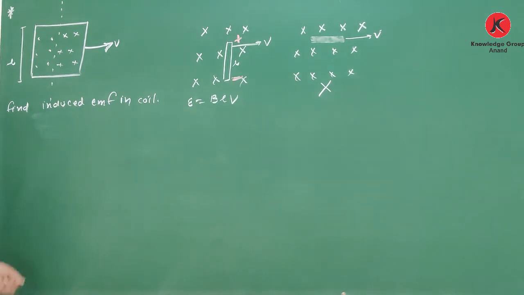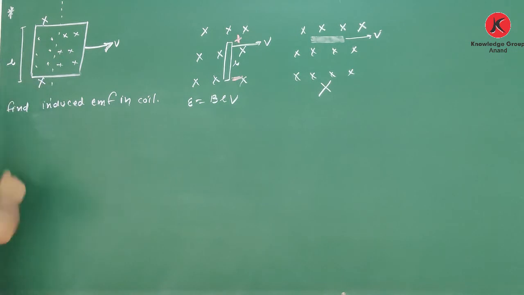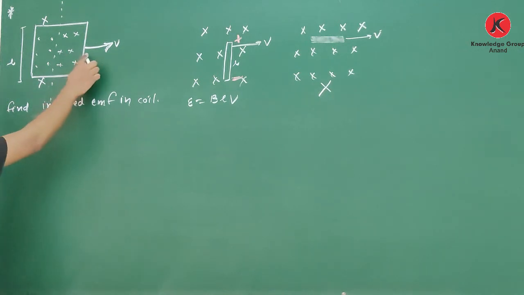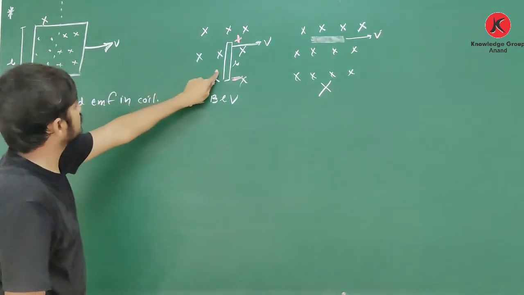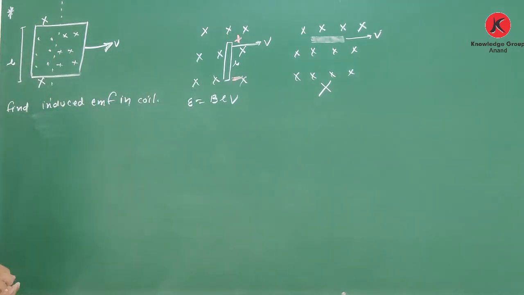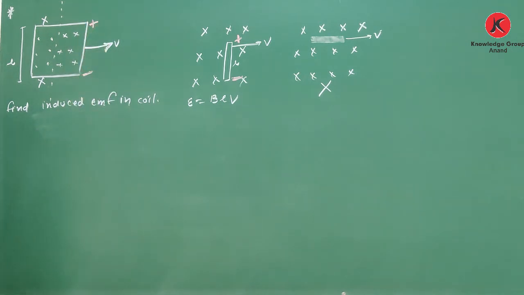So see, out of these 4 wires, for this wire EMF is not induced, for this wire EMF is not induced. Clear about this? Yes. So in these 2 wires EMF is induced. In this wire, it is a similar condition. So this terminal will become positive, and this end will become negative.